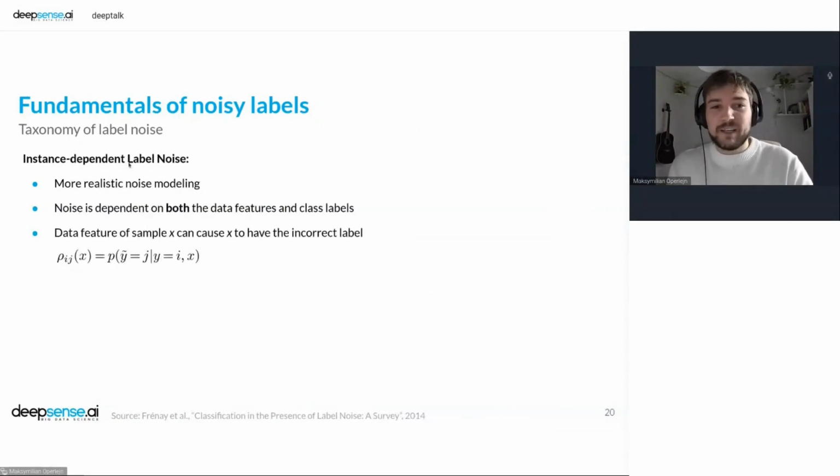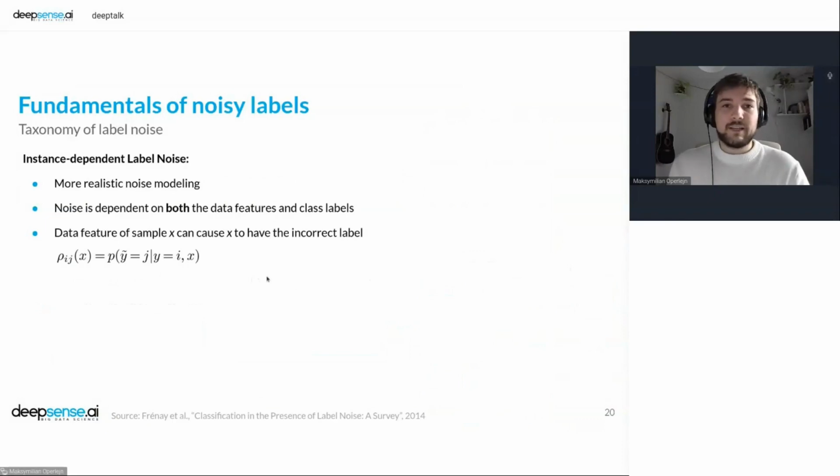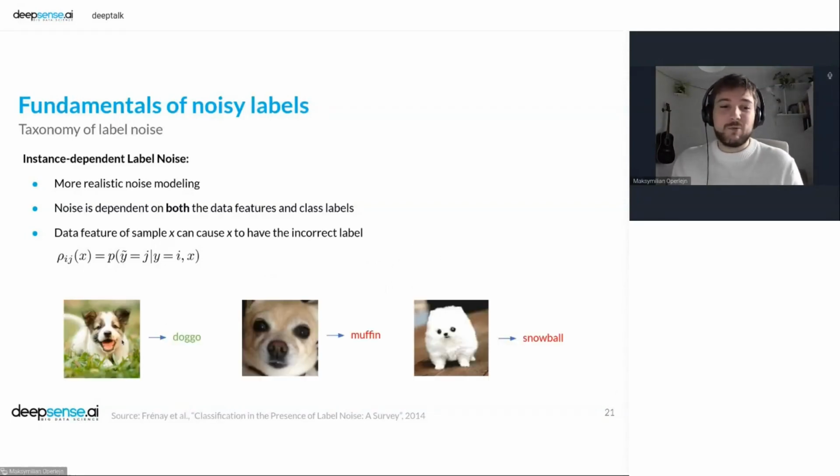And here we got instance dependent label noise. So it's more realistic noise modeling. So noise is dependent on both the data features and class labels. So as you remember, here we had only the class dependency. So we didn't even look at the features of the data. Here we are looking at the features. So I prepared for you an example with dogs, because who doesn't like examples with dogs? So we can assume that the example model usually has no problem distinguishing the dog class from other classes. So you can see here that this doggo, there's no problem labeling it.